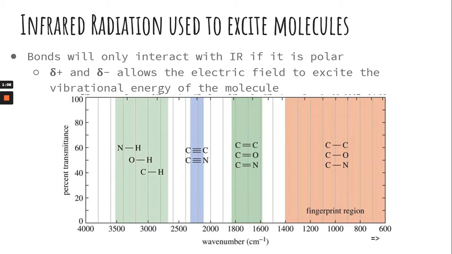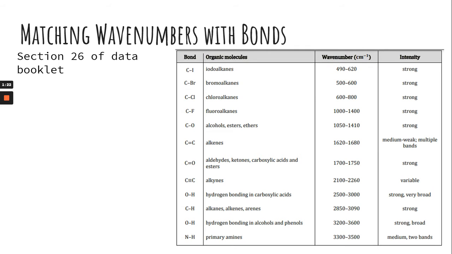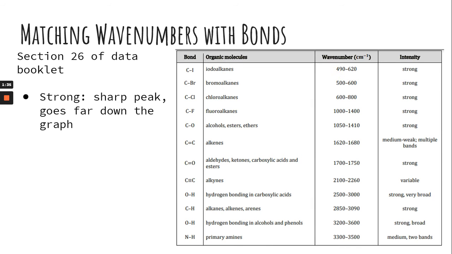Bonds will only interact with infrared if it is polar, so it has to be a polar bond, and that's because the delta positive and the delta negative allow it to interact. The wave numbers, or the wavelength numbers, the data is given to you in your data booklet in section 26.